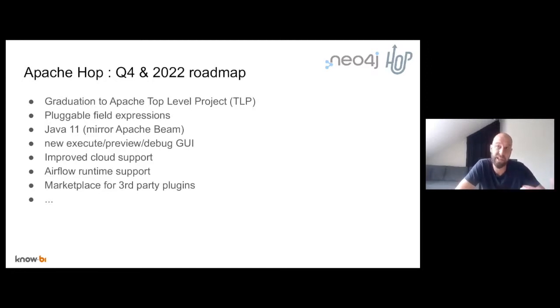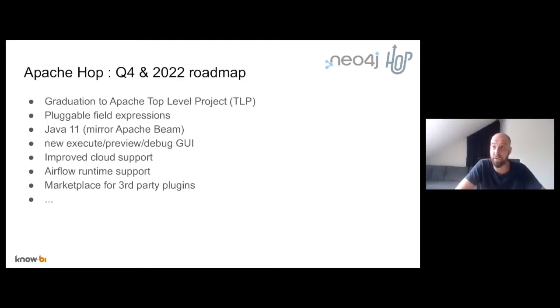With 1.0 on, well, as good as available, we start looking forward to Q4 and next year. First of all, we'd like to graduate as an Apache top-level project. We'd like to have pluggable field expressions that allow you to use an expression instead of a hard-coded value. So you would be able to use an expression to manage your data at every point in a pipeline or workflow lifecycle.